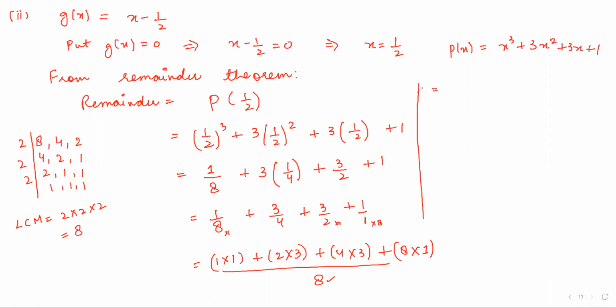So this will be 1 plus 6 plus 4 into 3, 12 and plus 8 and then divided by 8. Now you add all the numbers. How much are you getting? 27. Yeah, 27. Okay, 27 divided by 8. So you can leave it in fraction if you wish. 27 by 8 is your remainder.